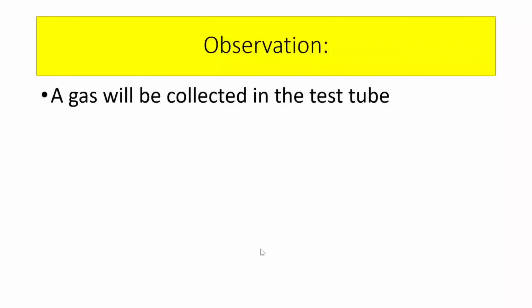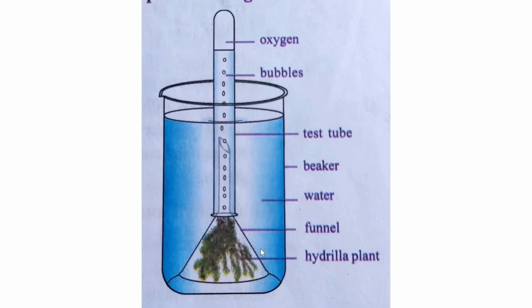What we have observed is that a gas will be collected in the test tube. Here at the tip of this test tube, a gas is collected. So we think that this is oxygen. How is this oxygen accumulated here? Because the hydrilla plant, by the process of photosynthesis, produces oxygen, and the oxygen in the form of bubbles reaches the tip of the test tube and accumulates here.